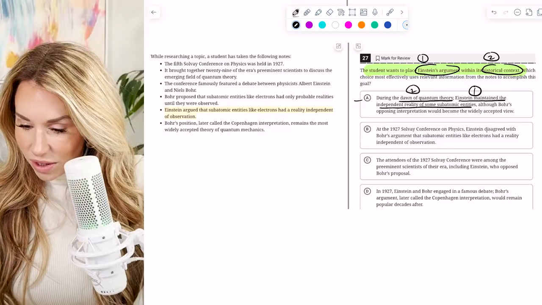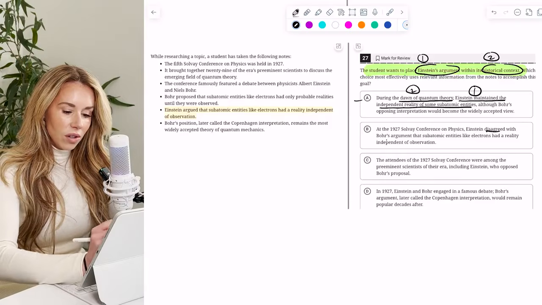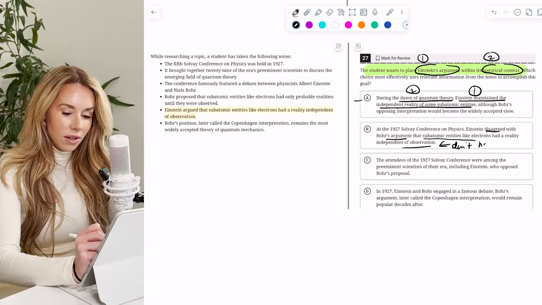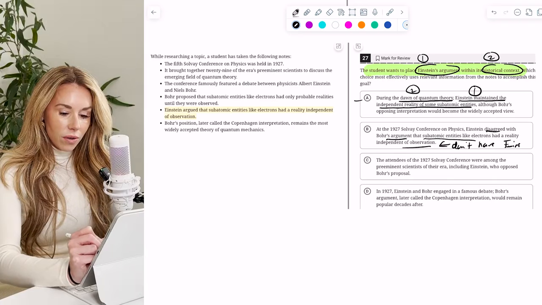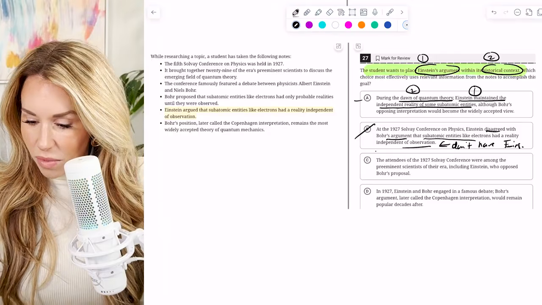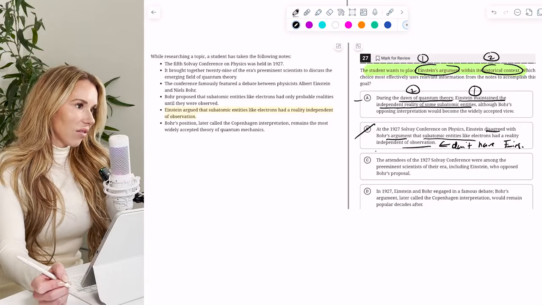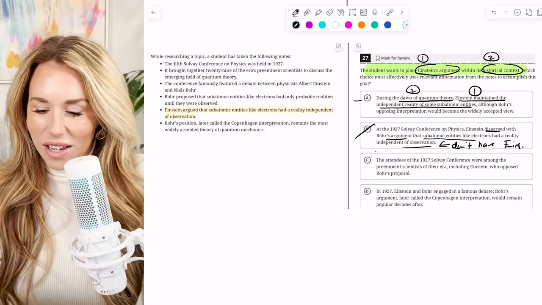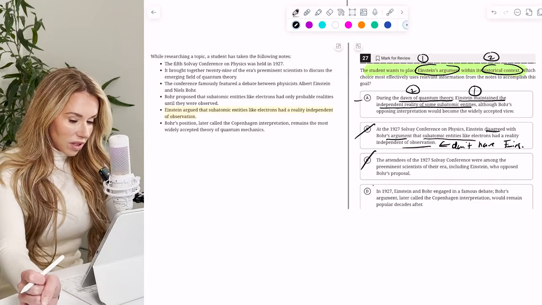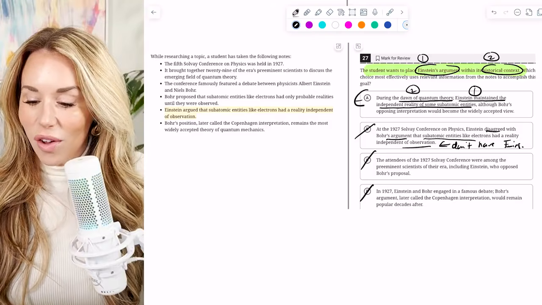B says that at the 1927 Solvay Conference in Physics, Einstein disagreed with Bohr's argument. Okay, just because he disagreed with Bohr's argument, this is focused on Bohr's argument, so we don't have Einstein's. So that's out. C says the attendees of the 1927 Solvay Conference were among the preeminent scientists of their era, including Einstein. Again, they just glossed over and said he opposed Bohr's proposal, but they did not say what his argument is. Get rid of C. D says in 1927, Einstein and Bohr engaged in a famous debate. Bohr's argument, okay, again, didn't touch on Einstein's argument. The only one that does that is A.